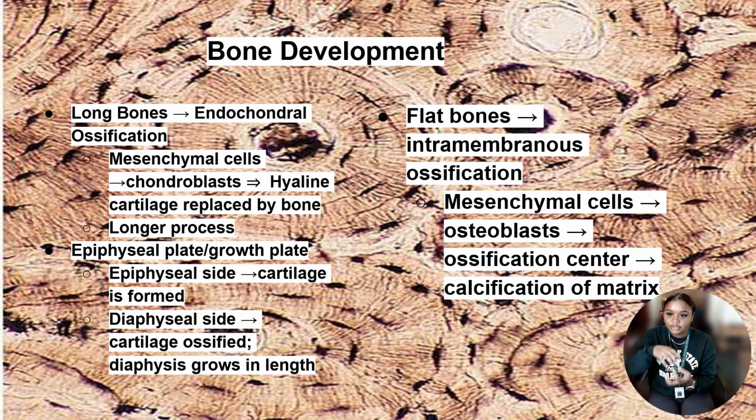So when you're a child and we've got the femur, that epiphyseal plate is a lot of cartilage. That cartilage over time will grow and then be replaced with bone. That's the process of endochondral ossification, and it happens at the epiphyseal plate or your growth plate. The epiphyseal side is where the cartilage is formed. The diaphyseal side is where the cartilage is ossified, meaning hardened to become bone. Because when it's cartilage, it's really fluid, and you want it to be hard bone so it's a structure. And that's how the bone grows and lengthens.